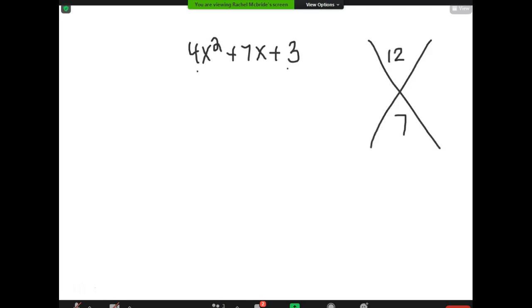So you have 12 and 7. Pretty easy. Two numbers that multiply to 12 and add to 7. I can pick on any of you and you should know it. Good. Miss Madison, thank you. Replace that middle term. Group.